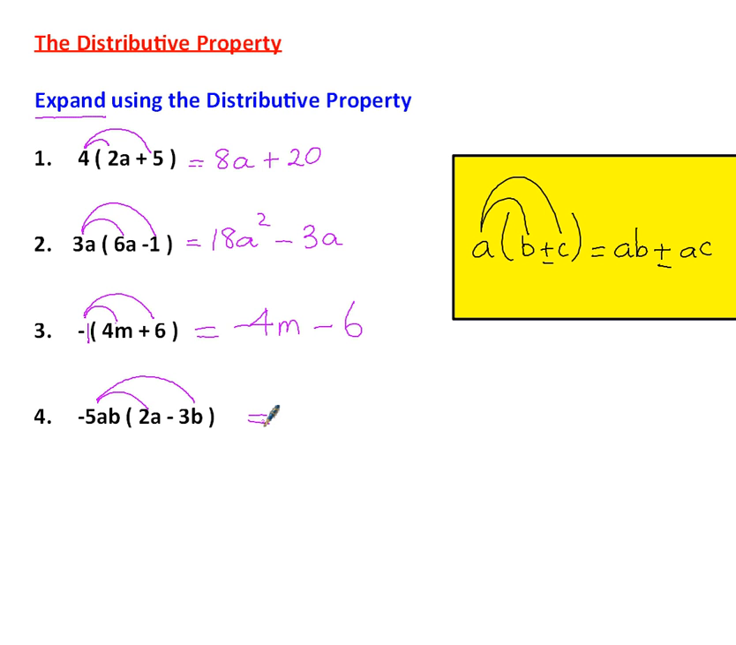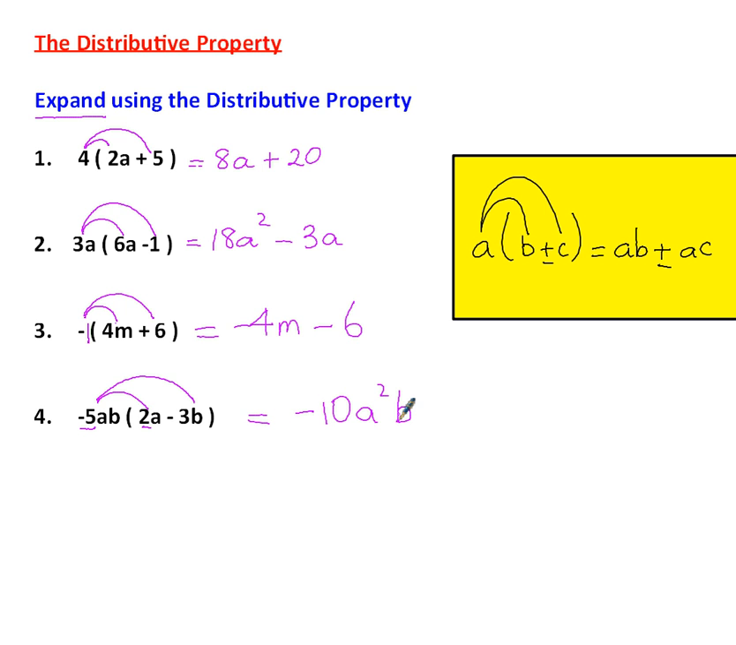Oh boy, this is a tricky one. Let's do our coefficients. Negative 5 times 2. Going back to our integer work, we've got negative 10 there. A times a, got a squared. B, we haven't got another b there, so we just tag the b on there. So our first term is negative 10a squared b.